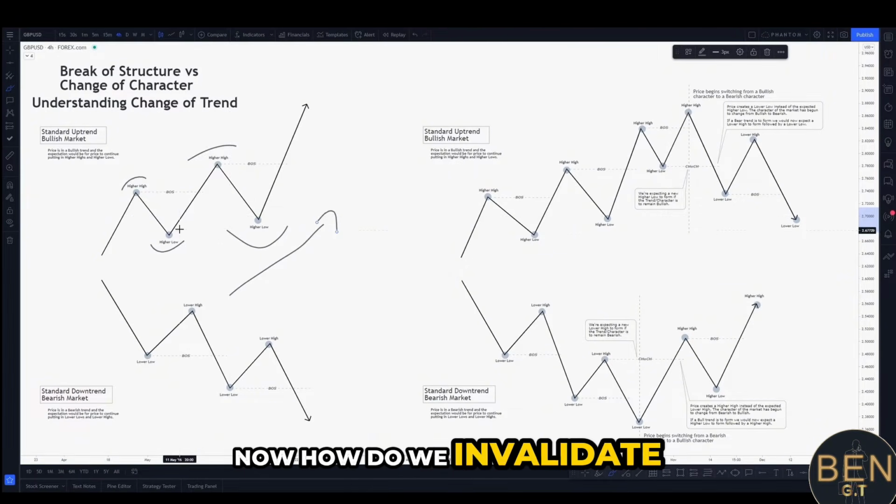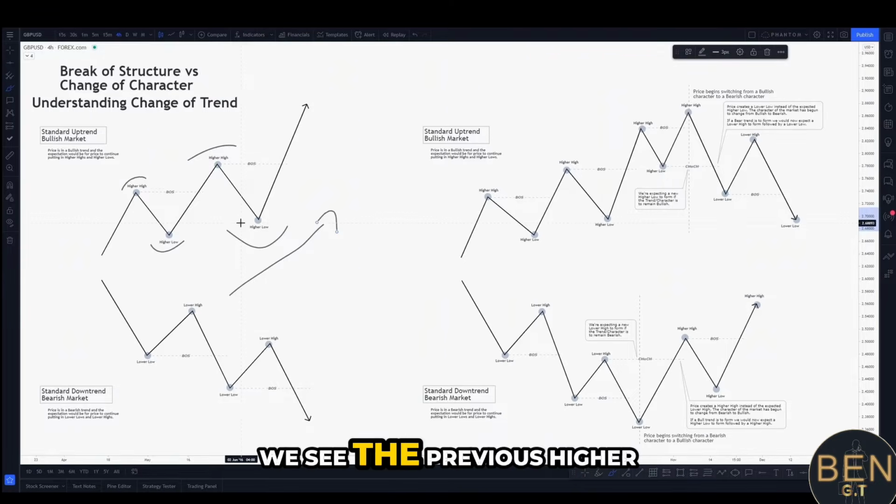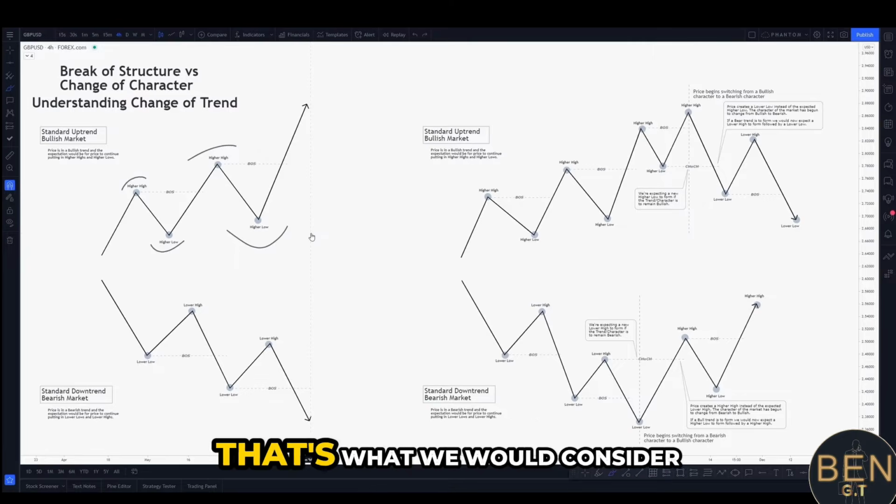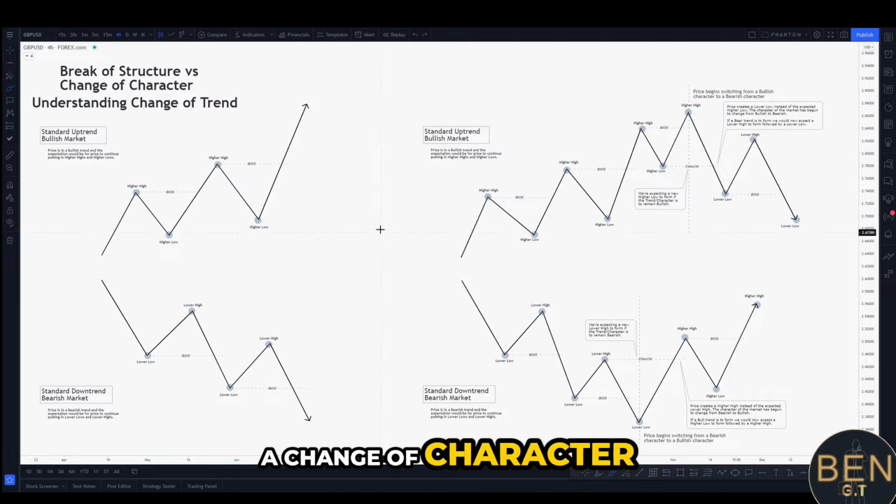Now, how do we invalidate an uptrend? We see the previous higher low being taken and price moving to the downside. That's what we would consider a change of character.